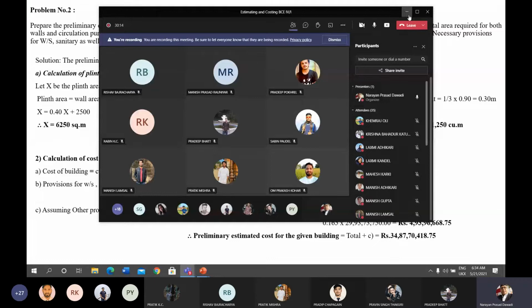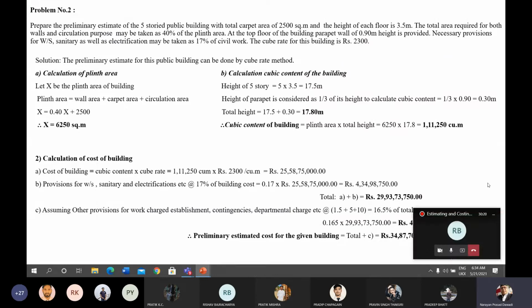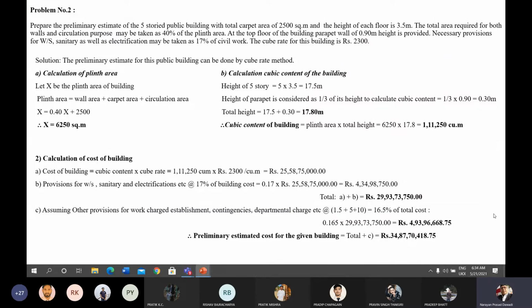I think you have understood this numerical, because it is a simple numerical. This numerical can be solved by a student of class 4. This is not a hard numerical. That's why I have solved only 2 numericals regarding preliminary estimate using the plinth area method as well as the cube rate method.